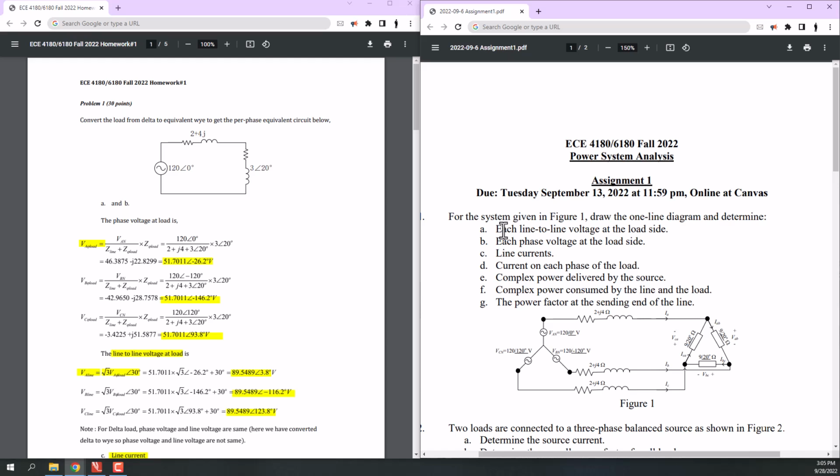In part A, you're asked to find the line-to-line voltage at the load side. Be careful that it is asked to calculate the line-to-line voltage and at the load side, because some of you have just calculated the voltage at the generation side and some of you have just calculated the load voltage, the phase voltage at the load side. So be careful that what you are asked exactly. Okay, we're going to use this diagram here.